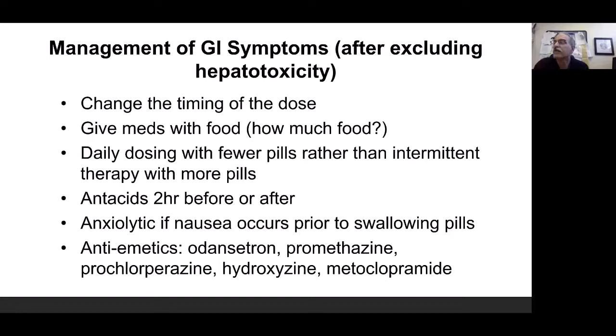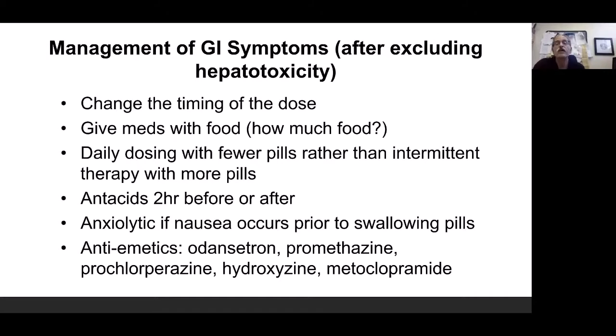If somebody's on intermittent therapy, which we use less of in our clinic now than we used to, and it's too many pills and they're having problems with that pill number, they may do better with a smaller number of pills on a daily basis. You can use antacids. For people who are anxious because they get nauseous just thinking about the medications, you can use an anxiolytic and you can use antiemetics.